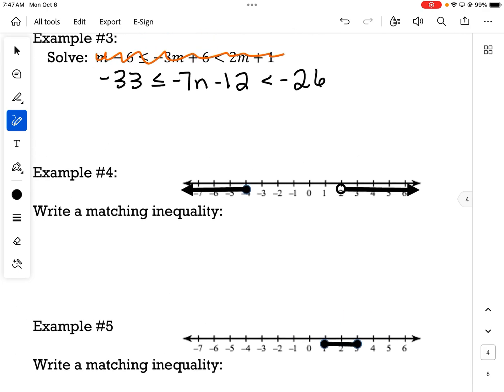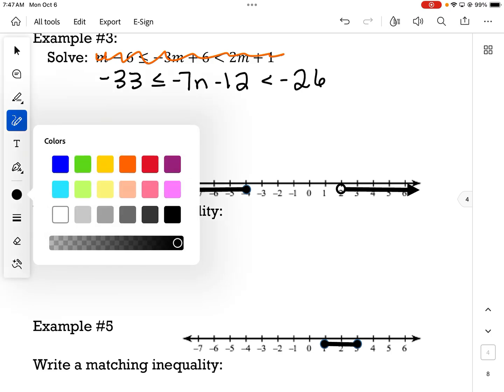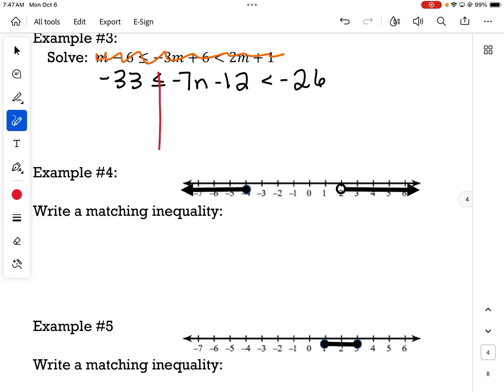-33 is less than or equal to -7n minus 12, which is less than -26. So it's like the first one, yeah. Okay, so we've got to get the n by itself in the middle. So we need to get rid of that -12. So we do plus 12 on both sides.